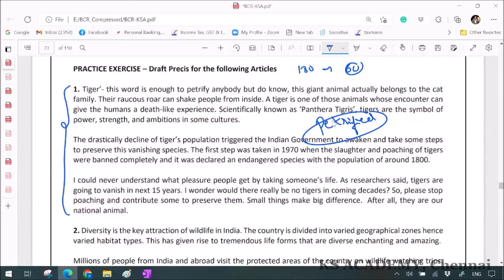If you see next line, I could never understand what pleasure people get. All this personal feeling should not be written in a Precis. I have already told you. No personal thoughts, no personal feelings. It should always be avoided. So what will you write next? In the same para, no need to change the paragraph also. To prevent the extinction of our national animal.